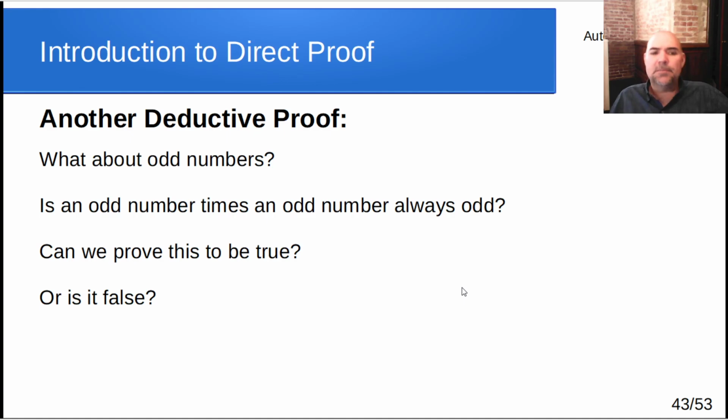What about odd numbers? Is an odd number multiplied by an odd number always an odd result? And that might be a little less intuitive. So you have an odd number and an odd number. Does it always give you an odd number? Are there cases where it doesn't? Well, 1 times 3 is 3. So yeah, that worked there.